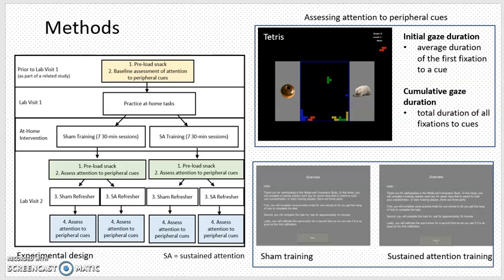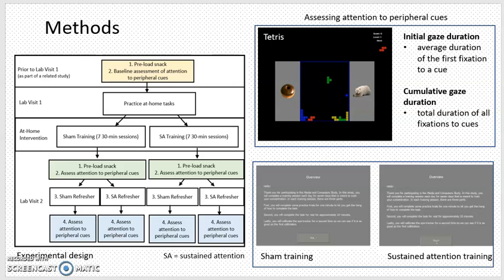All right, and so that was how we assess attention to peripheral cues. Going back to the experimental design, as part of this, starting with the lab visits for this particular experiment, lab visit 1, participants would come in, we would show them how to do the tasks we'd ask them to do at home. So the first lab visit was just how do you do these things.